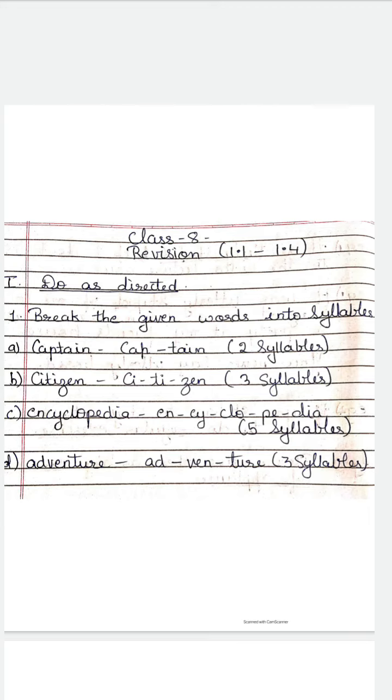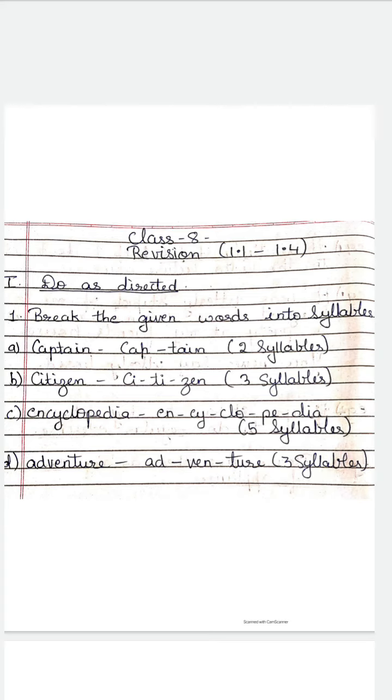The first word for this is captain. This way you have to write the answer, how it is broken down into 2 syllables. In the bracket I have written there 2 syllables. Similarly citizen. We can break it up as citizen, that is 3 syllables. Then we have encyclopedia. 5 syllables you can see. I have broken it down into 5 syllables.